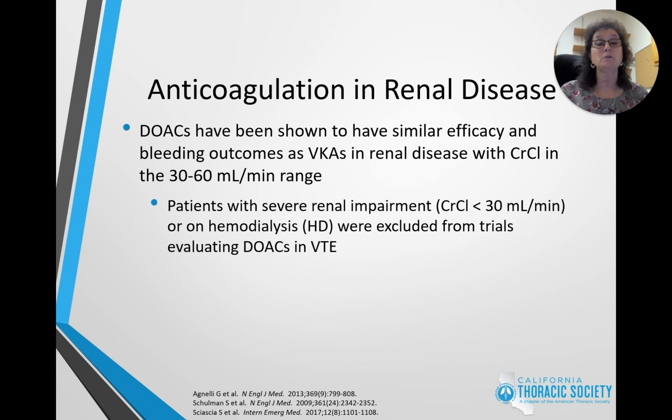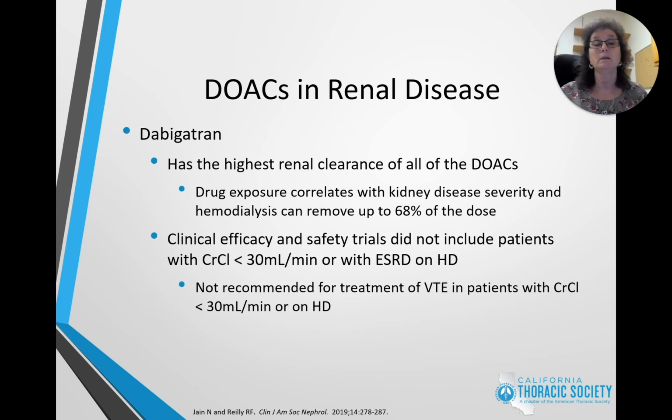So DOACs have been shown to have similar efficacy and bleeding outcomes as the vitamin K antagonists in renal disease in patients with creatinine clearances between the ranges of 30 and 60 mL per minute. Patients with severe renal impairment or on hemodialysis were not included in any of the trials evaluating DOACs in the VTE population. So let's look at the individual agents briefly.